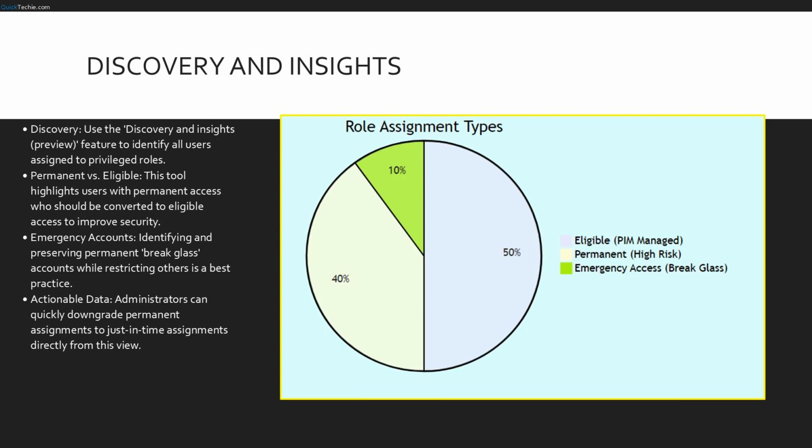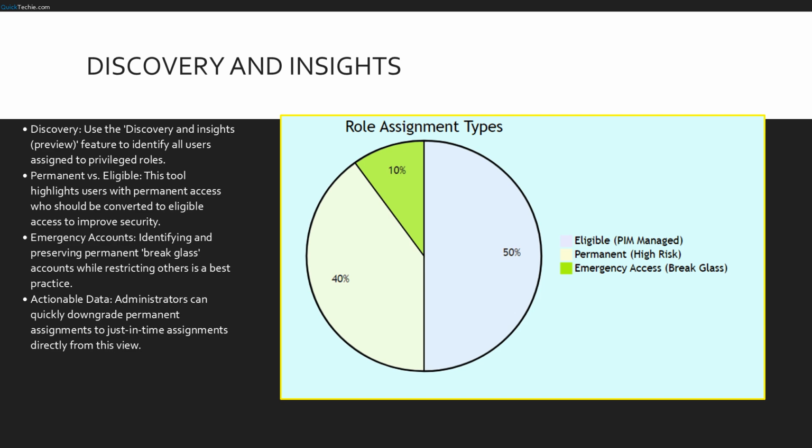How do we find who has what permissions right now? We use the Discovery and Insights feature mentioned in the first bullet. This tool provides a snapshot of all privileged role assignments. As the second bullet explains, its primary value is identifying users who have permanent access and shouldn't, allowing you to convert them to PIM eligible status. However, as noted in the third bullet, use this discovery to ensure you exclude your emergency break glass accounts from eligibility requirements to prevent lockouts. This tool transforms raw data into actionable security hardening.